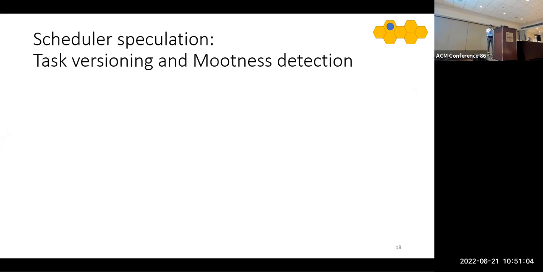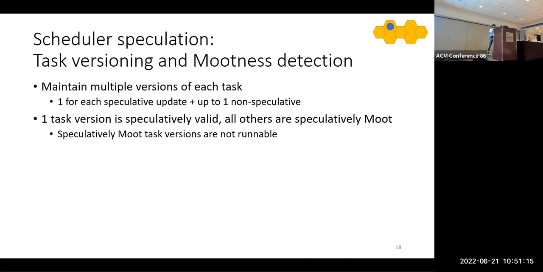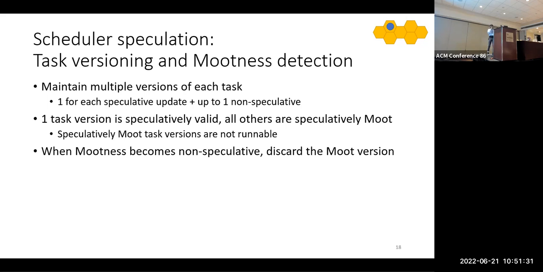There are three main ideas behind task versioning. First, we maintain multiple versions of any task subject to updates, one non-speculative and some number of speculative versions. Of these speculative task versions, at most one is speculatively useful. The others are speculatively moot. These speculatively moot task versions are not eligible to dequeue and will not accumulate speculative state. And when the mootness of these speculatively moot versions becomes non-speculative, we will discard them immediately.